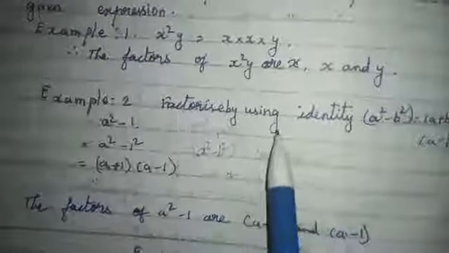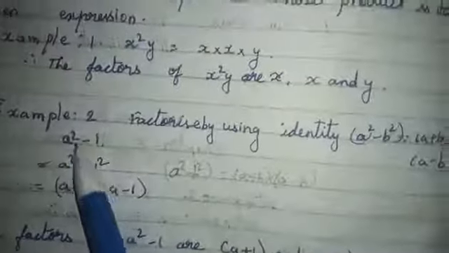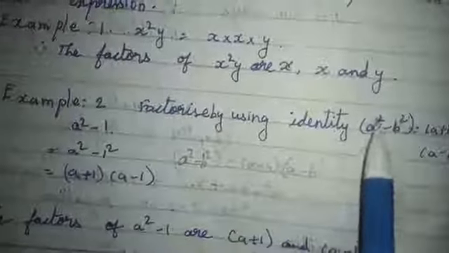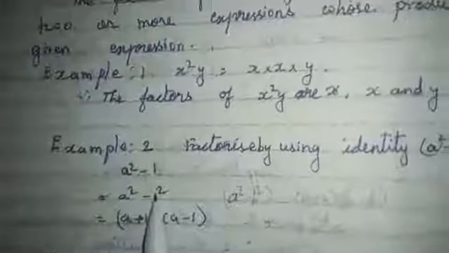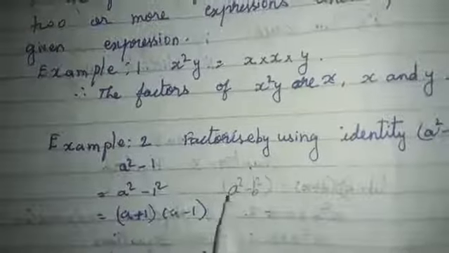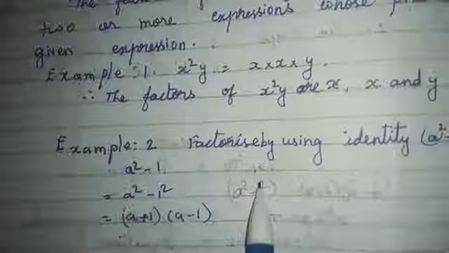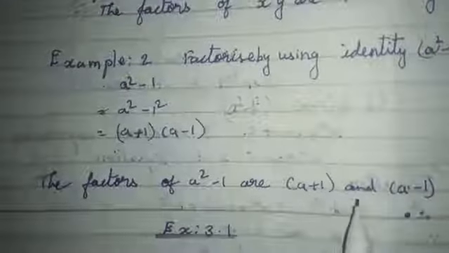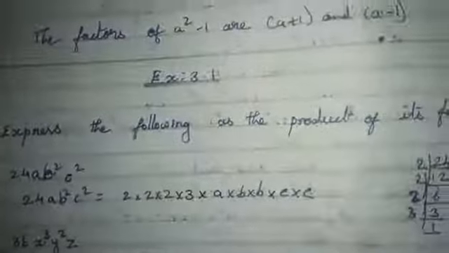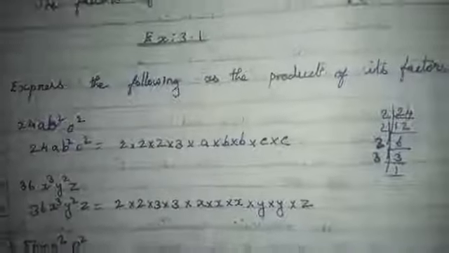Consider the example. Here we are going to factorize the expression a square minus 1 using the identity a square minus b square is equal to a plus b into a minus b. This a square minus 1 can be written as a square minus 1 square, since 1 is equal to 1 square, that is 1 into 1 is also equal to 1. This is in the form of a square minus b square, which can be written as a plus b into a minus b. That is a plus 1 into a minus 1. Therefore, the factors of a square minus 1 are a plus 1 and a minus 1. Now, let's see some more problems from exercise 3.1.